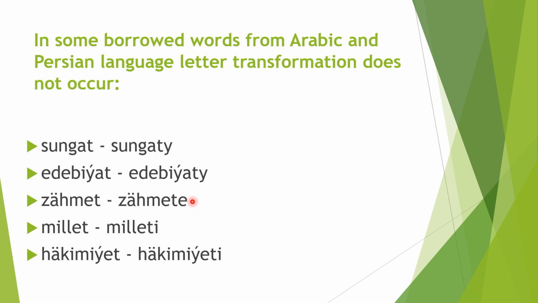Okay. In some borrowed words from Arabic and Persian languages, letter transformation does not occur, though in some words it does. So, thungot, thungoti. We do not say thungadi, we say thungoti. Edeviyat, edeviyati. Zahmet, zahmete. Millet, milleti. Hakimiyet, hakimiyeti. All of these words, students, are borrowed from Arabic and Persian languages. As far as I know, edeviyat, millet and hakimiyet are from Arabic, but zahmet and thungot are from Persian. So in these words, we do not have letter transformation. You just need to remember.